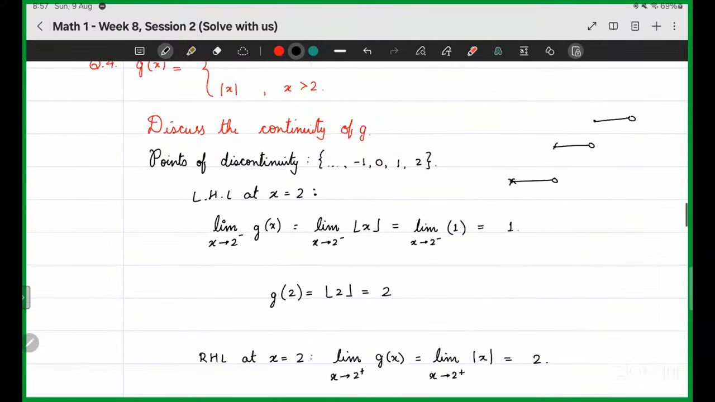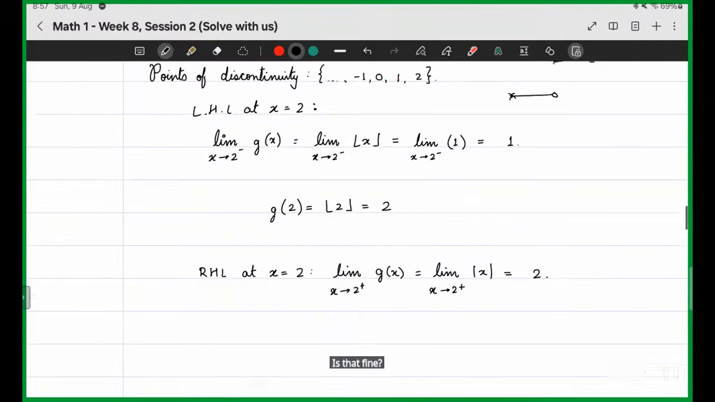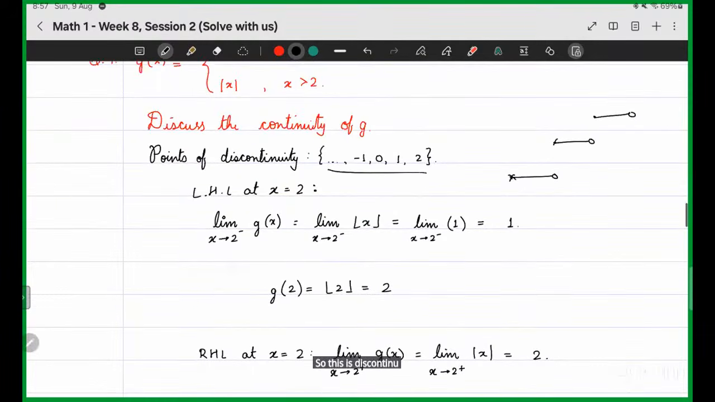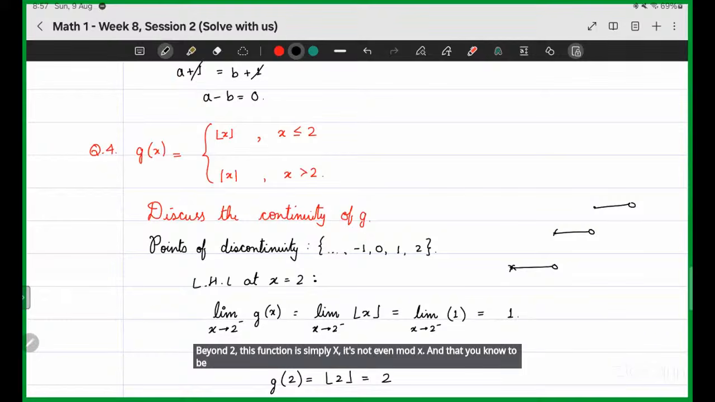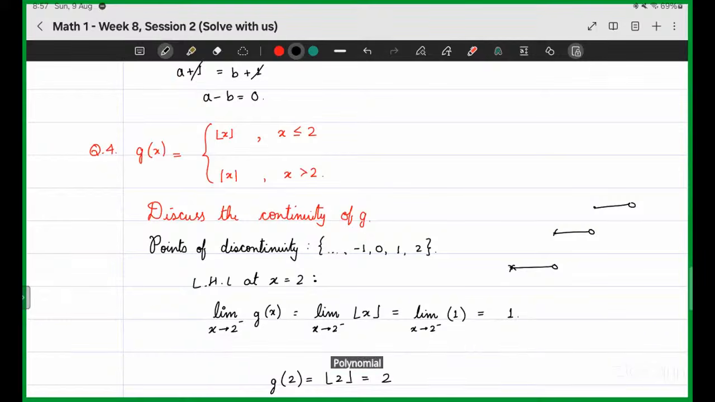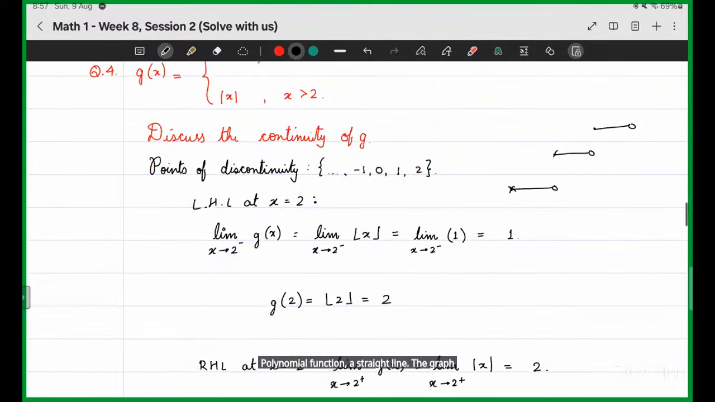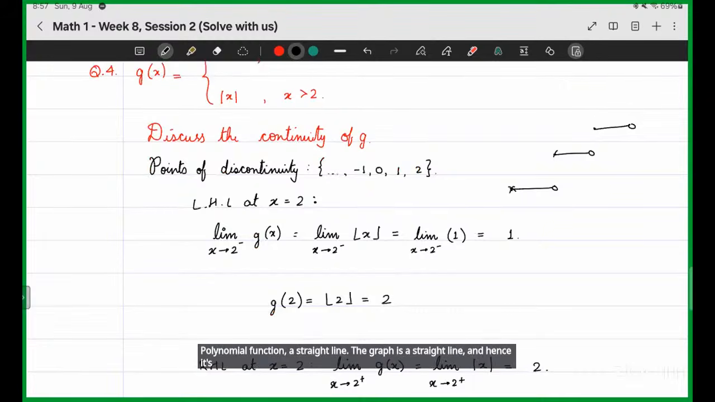Is that fine? So this is discontinuous at all of these points. So what about integers greater than 2? In the part of the domain beyond 2, this function is simply x. It's not even mod x. And that you know to be a polynomial function, a straight line. The graph is a straight line, and hence it's a continuous function.